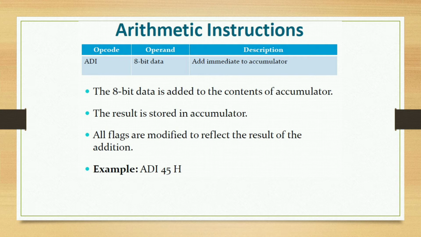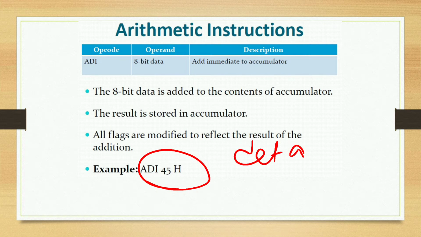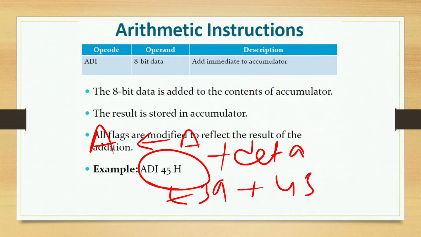ADI 8-bit data. Consider an example, ADI 45H. ADI instruction depicts add immediate data with the content of accumulator and result stored in accumulator. Here data is given 45. Suppose A contains 39 and this result is stored in accumulator.